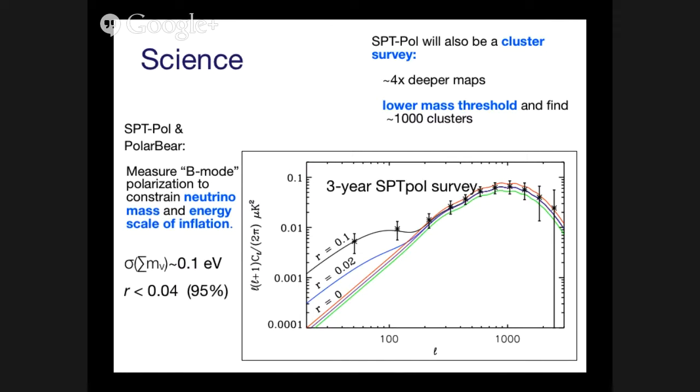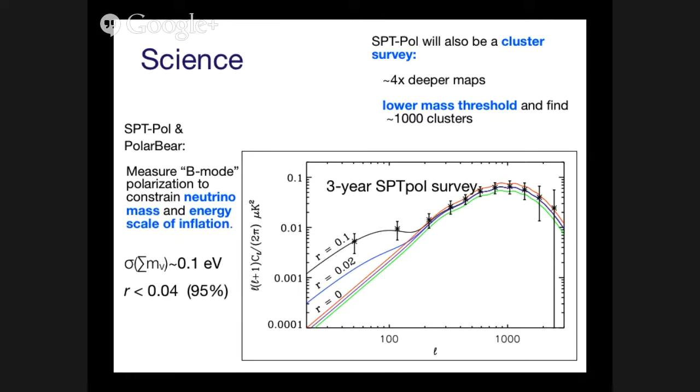In addition, with the small beam, SPTpol will do a lot of cluster science. We expect to have about 1,000 clusters within our area of sky for SPTpol. And these will be lower mass clusters than we have in the current survey because we have lower noise with 4 times deeper maps. All these clusters will be in the Dark Energy Survey footprint, so you can do studies between the Dark Energy Survey and SPT on these objects.